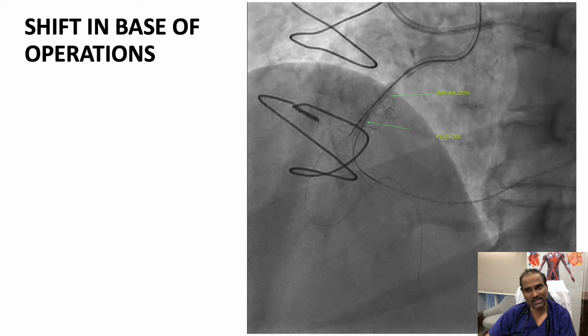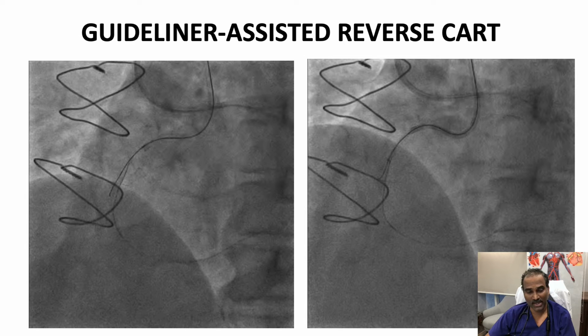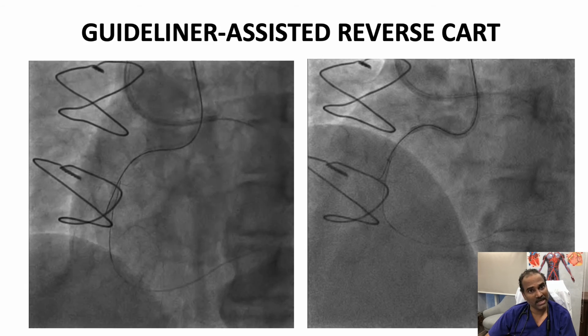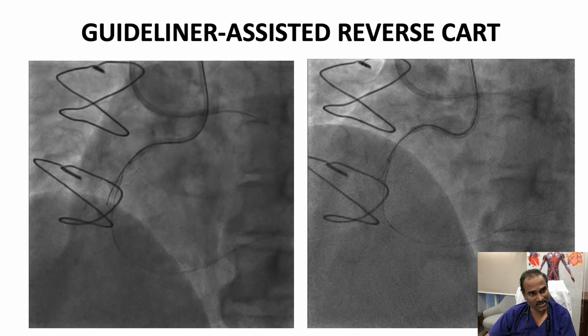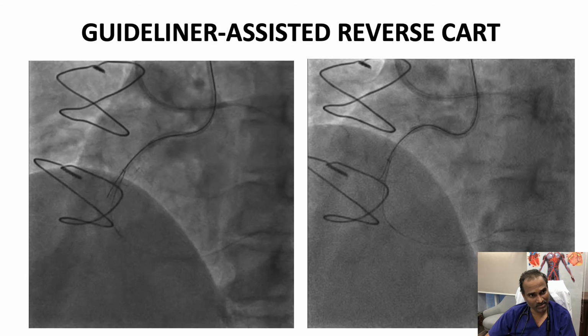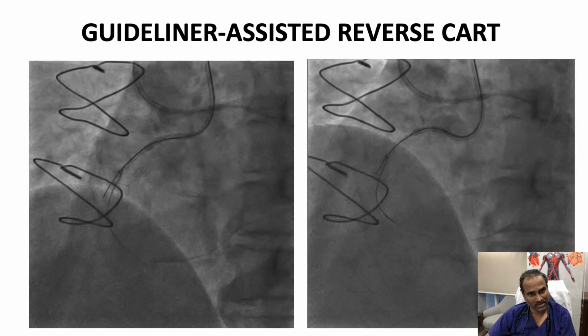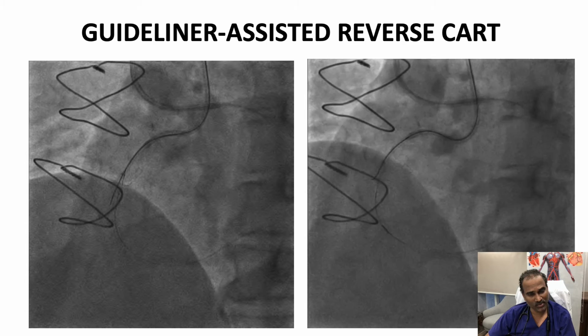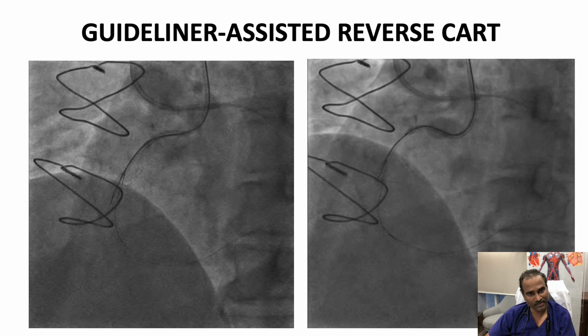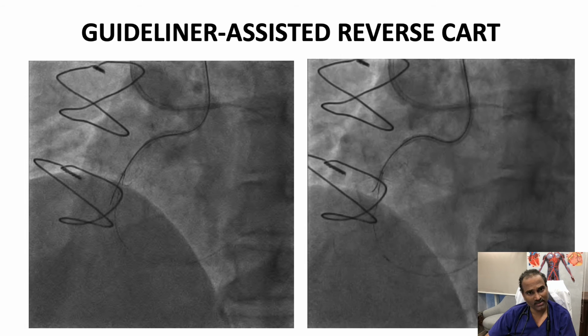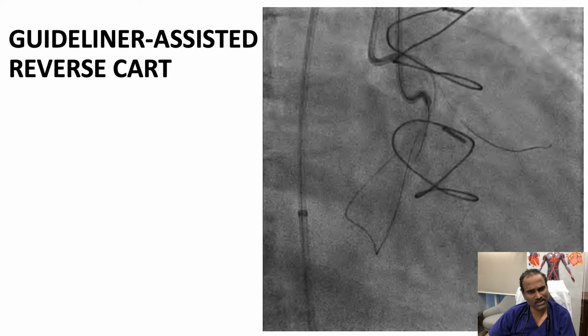It's almost like an extended reverse CART going into a normal segment proximal to CTO, and the retrograde wire I switched to Pilot, and the balloon I switched to a 3 millimeter balloon. Despite that, I couldn't bring my retrograde wire back into true lumen. So then we switched to Guideliner assisted reverse CART. You can see here, I'm sending the Guideliner down and then trying to direct the retrograde wire into the Guideliner. I think this is a Gaia wire, but we couldn't succeed even there.